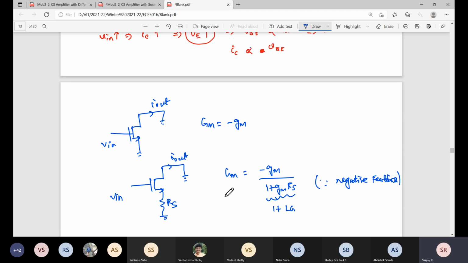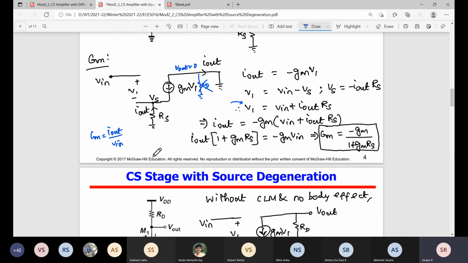Right. So please remember, whenever you're adding some feedback, whatever the parameters inside the circuit will be modified by the loop gain. Here the modification is a reduction. You might have said in feedback whether input impedance increases or decreases, but how much it decreases, the factor is decided by the loop gain. Here the transconductance is decreasing by the factor of 1 plus loop gain. So we have derived Gm. Now we'll come to Rout.